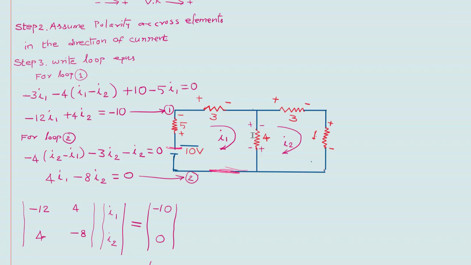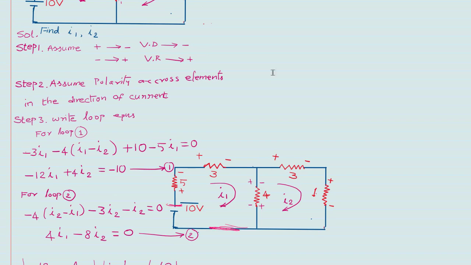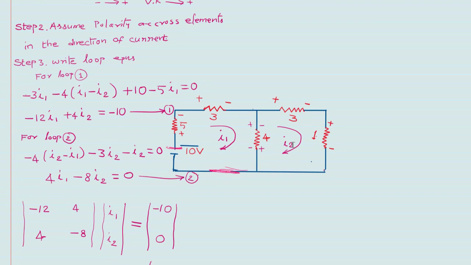Next, what is the other element? That is after 4 we get 3 here. Polarity is already fixed. So going from positive to negative in the assumed current direction, positive to negative means voltage drop. So that will get negative sign. So minus 3. So current flowing is I2. So minus 3 into I2.